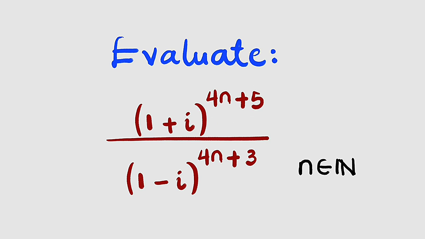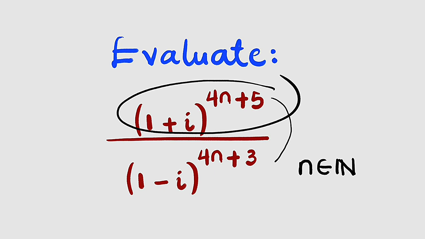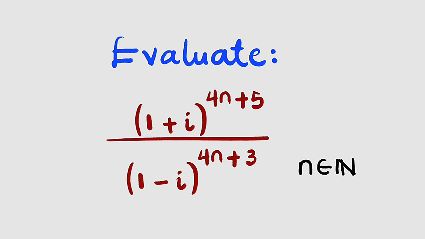We're asked to evaluate the complex number (1 + i)^(4n+5) divided by (1 - i)^(4n+3), for which n is a natural number. All right, let's get started. If you observe, the only difference between their exponents is 2. So why don't we reduce this one? We can do it by applying one of the laws of indices.